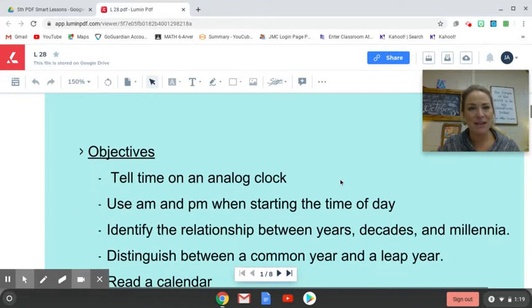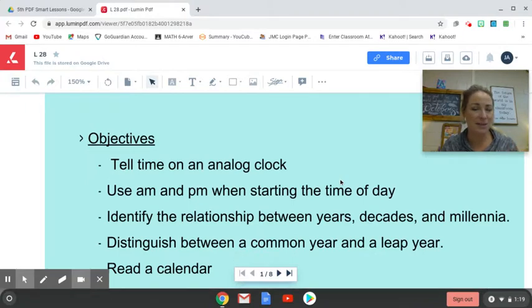As we move forward and take a look at your learning targets, there are a lot of specific ones, small, but very specific and important. Learning targets are telling time on an analog clock, using AM and PM when stating the time of day. So, being specific about whether we're talking about 8 o'clock in the morning or 8 o'clock at night, AM, PM.